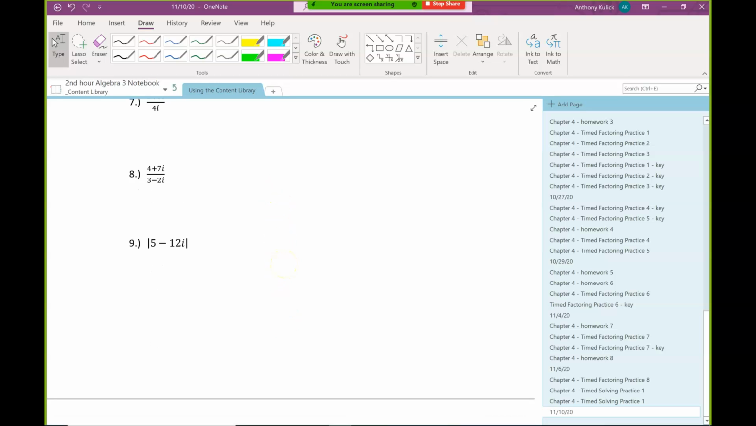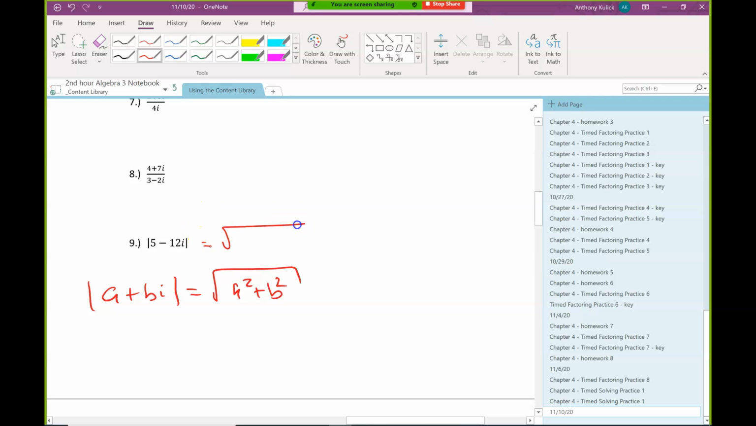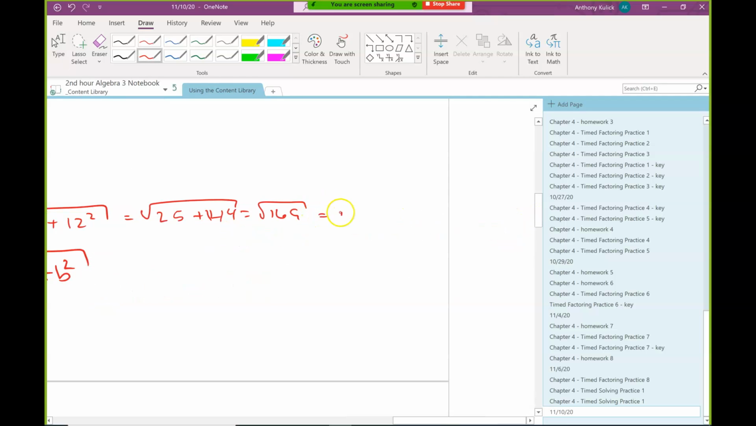Okay. So the formula here for 9, the absolute value of a complex number, is just the square root of a squared plus b squared. So in this, it's the square root of 25 plus 144. And 25 plus 144 is 169. And the square root of 169 is 13. And that's it. Is that okay, Alexis?